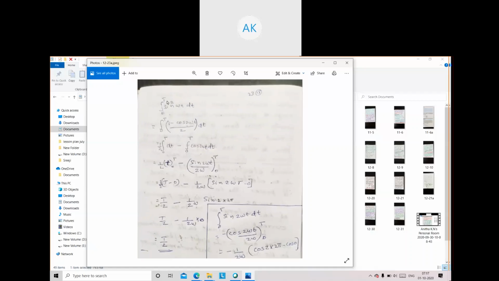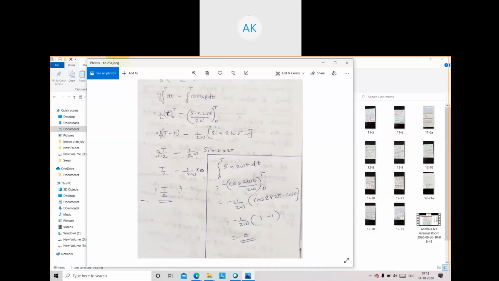If you study this, integral 0 to T sin square omega t dt is T by 2. You need not write all these steps. Biology students, especially maths students, may find it easy, but biology students may find it difficult to write all these steps. So, if you just study this step, integral 0 to T sin square omega t dt is T by 2, it will be easy for you. That's why I wrote it separately.